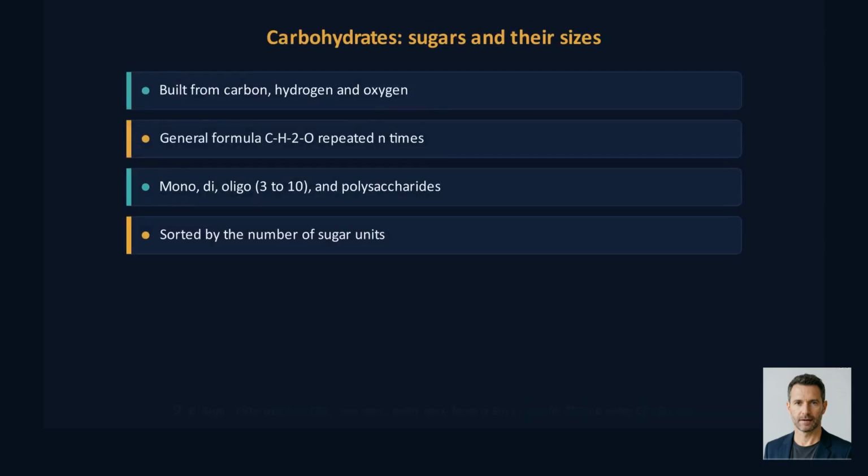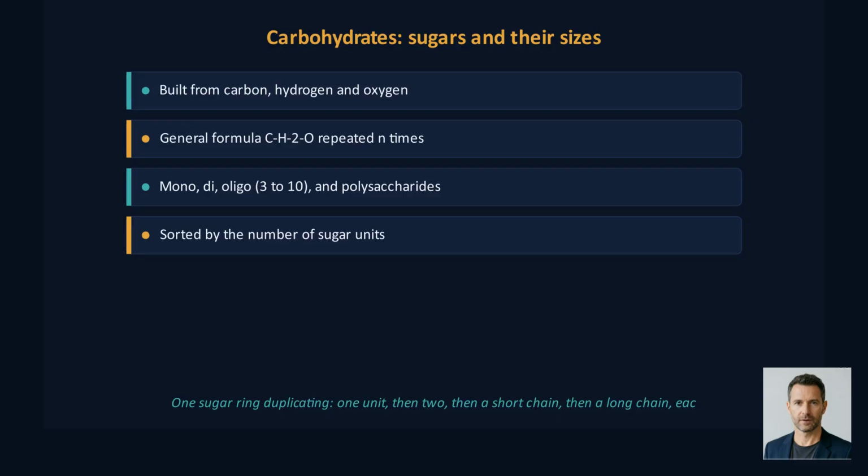Carbohydrates are organic compounds built from carbon, hydrogen and oxygen, and they follow a tidy recipe, the general formula CH2O repeated n times. We sort them by how many sugar units they contain. A monosaccharide is a single sugar molecule, the simplest kind. Join 2 of them and you get a disaccharide. A handful joined together, in the range of 3 to 10 units, is called an oligosaccharide. And when many sugar units link into long chains, you have a polysaccharide.